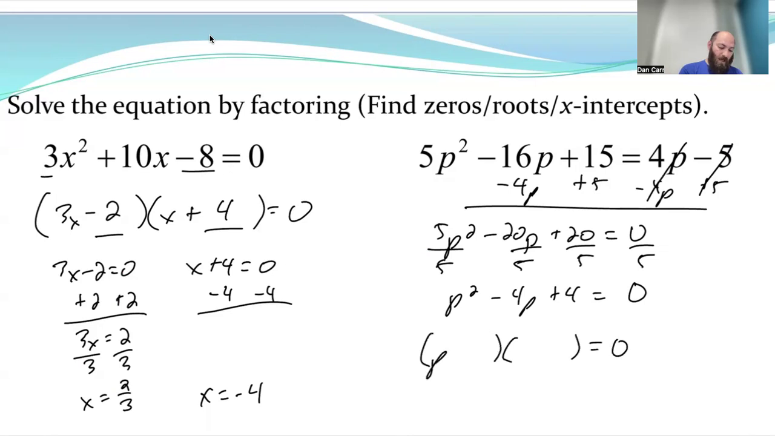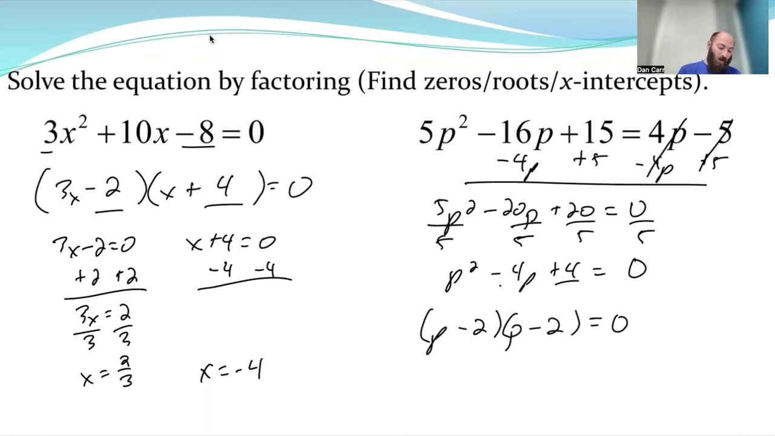So we can just go to factoring. So p squared has to be p and p. Positive 4 with a negative in the middle has to be two negatives. Multiplies to a positive 4, adds to a negative 4 is negative 2 and negative 2. Since I'm repeating myself, I don't need to write this twice. So just p minus 2 equals 0. And then when I add it over, I get p equals 2.